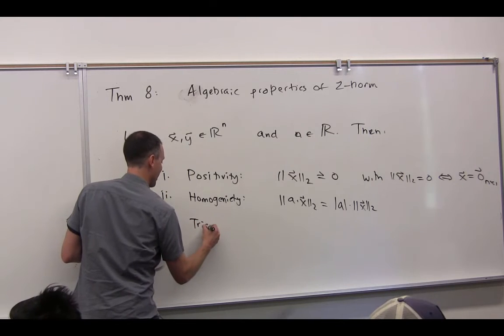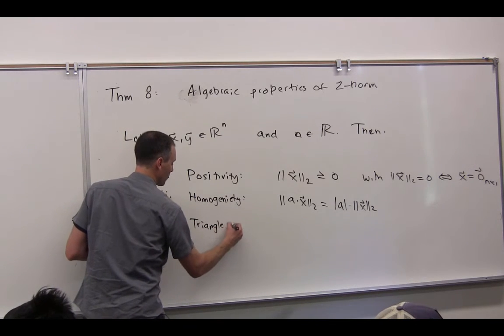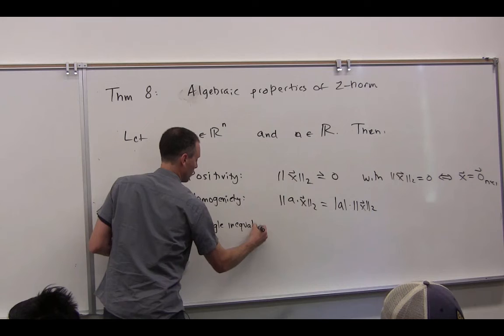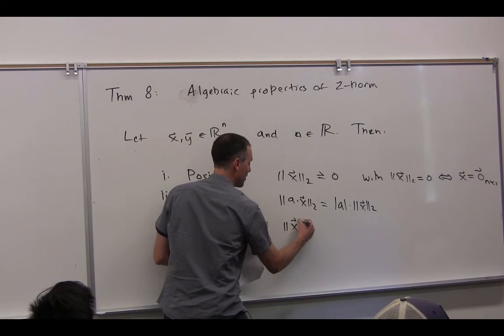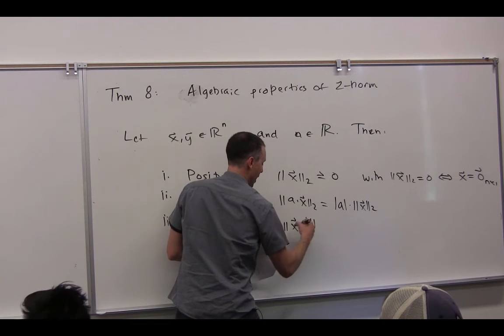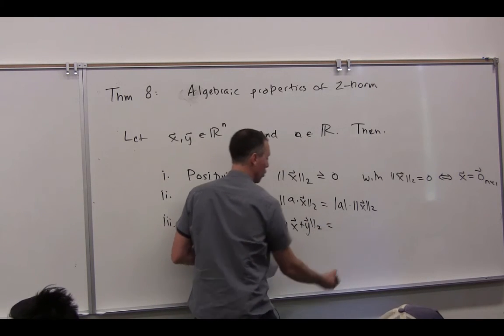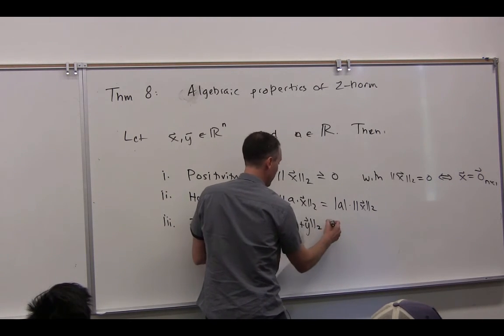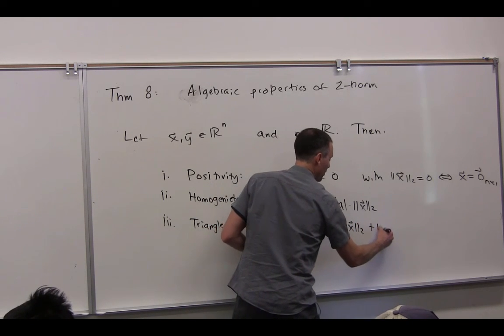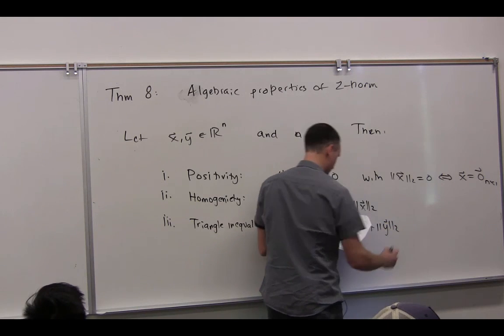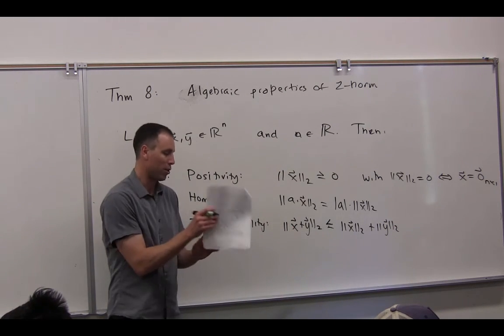Triangle inequality is nice, actually. So there's something called the triangle inequality in the 2 norm, and that says that if I have the 2 norm of x plus y, that is going to be bounded above by the 2 norm of x plus the 2 norm of y. And we may, by the end of the day, get ourselves to that level.